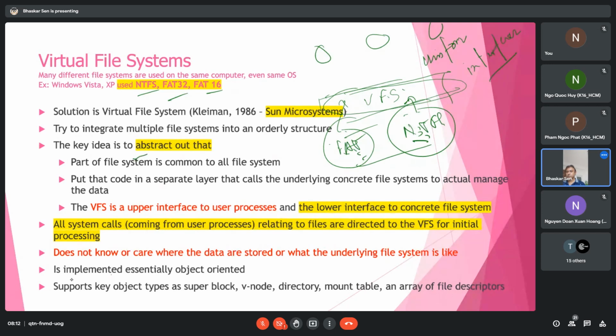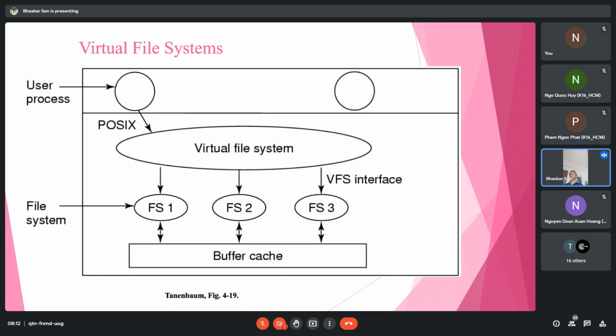It abstracted out the common part and put them in a uniform interface. So user processes will interact directly with a uniform interface, and this in turn will interact with a specialized part of each of these file systems. So that will be extremely helpful. VFS is very, very important. One of the most important is VFS.